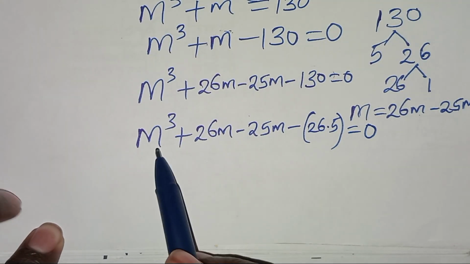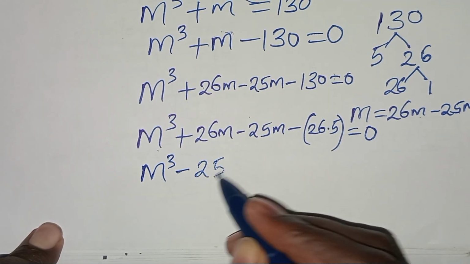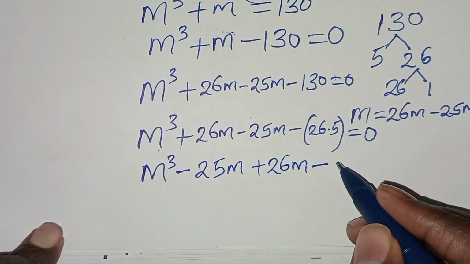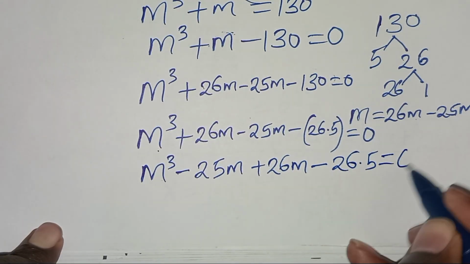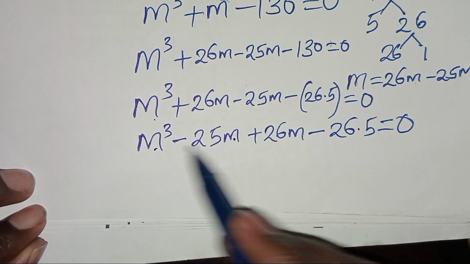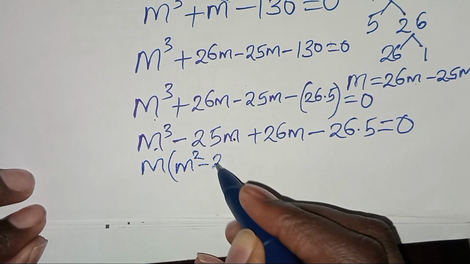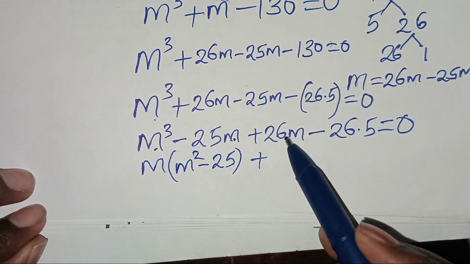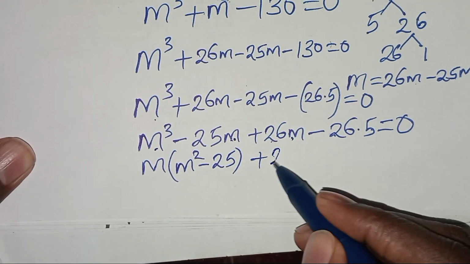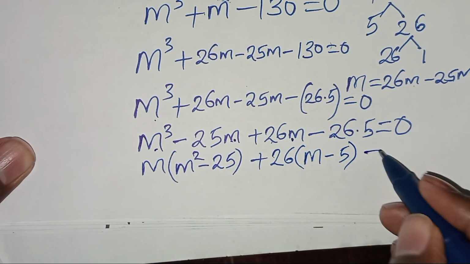Now we can rearrange this equation as m to the power 3 subtract 25m plus 26m subtract 26 times 5, equal to 0. In m cubed minus 25m, m is common, so we factor out m. This gives m times m squared minus 25, plus, in 26m minus 26 times 5, 26 is common, so we factor out 26, giving 26 times m minus 5, equal to 0.